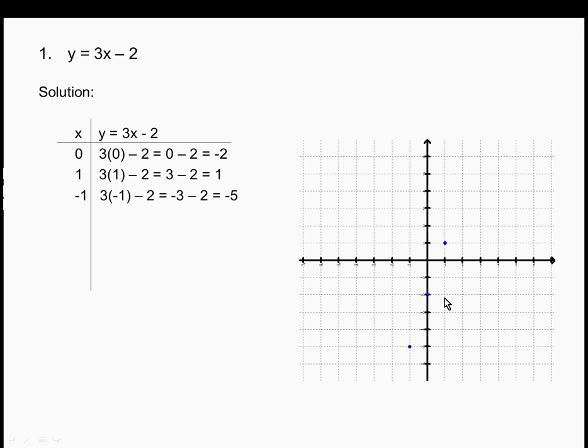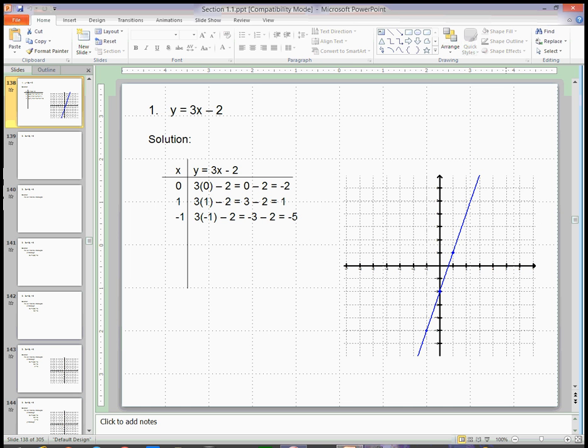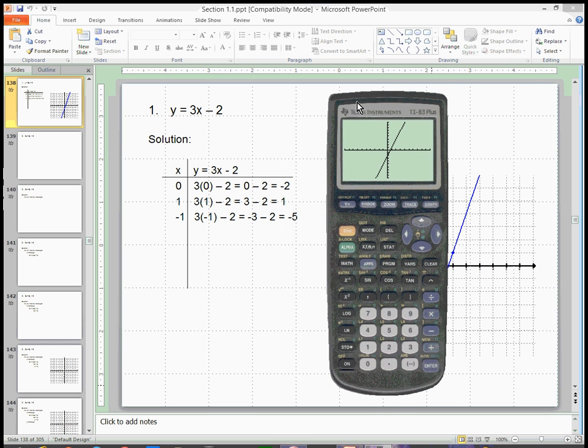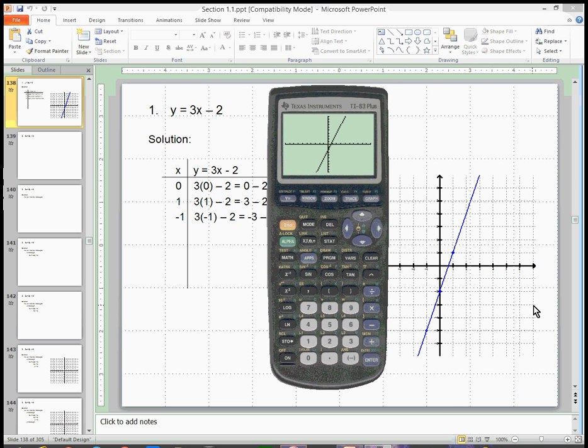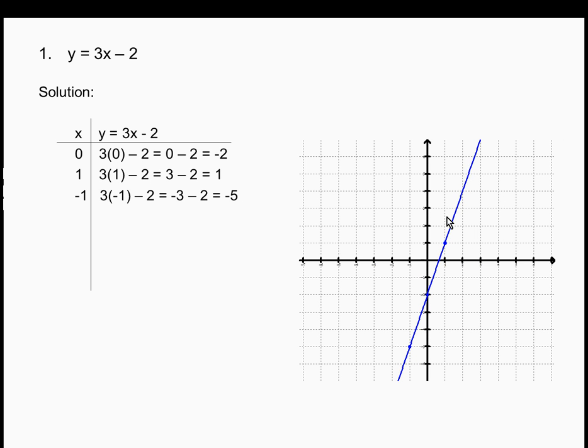Okay, now when you draw the line, don't just connect these 2 dots. Draw the line that goes through the 2 points, through the points. Okay? So there's my line. Now comparing this to what my calculator drew, do they look the same? Okay. Now again, remember, this is supposed to be a picture of all the numbers, or excuse me, all the ordered pairs that make this equation true.